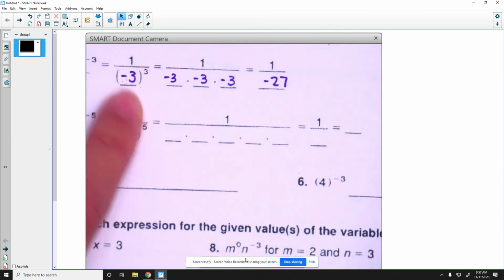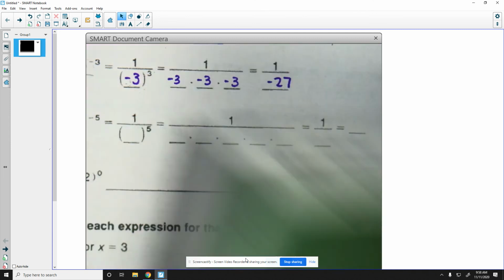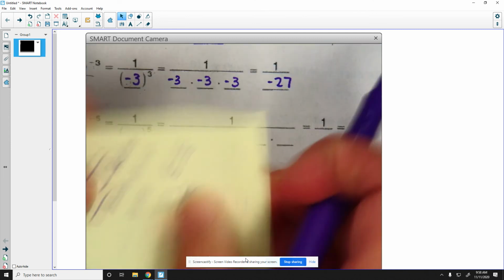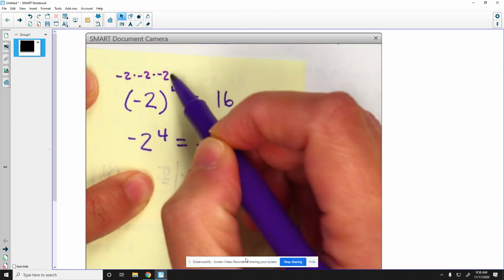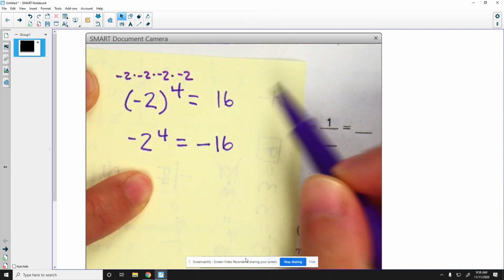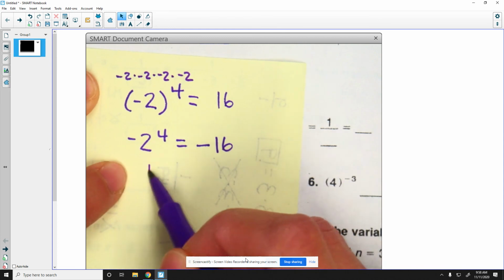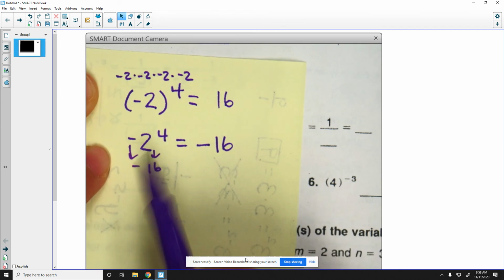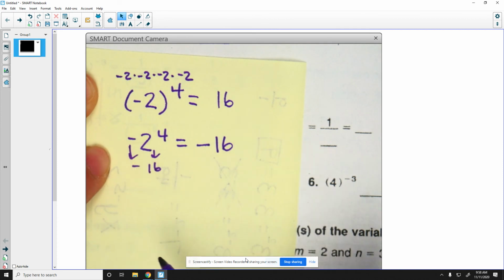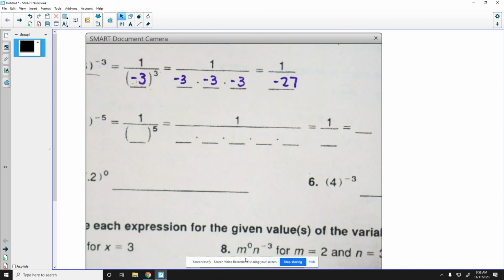This one doesn't because you had an odd number of negatives. But anyways, my point is, this is the same thing as saying -2 times -2 times -2 times -2. That's why it's +16. This one is just do 2 to the 4th, which is 16, and then stick a negative in front. So if you have no parentheses, all you do is just stick a negative in front. Okay, let's do the next one.